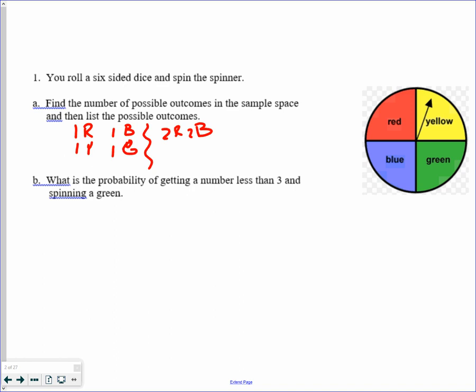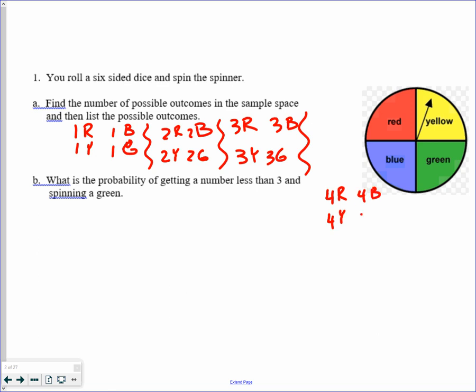So I could do 2 in a red, 2 in a blue, 2 in a yellow, 2 in a green, 3 in a red, 3 in a yellow, 3 in a blue, 3 in a green. Running out of space here. 4 in a yellow, 4 in a red, 4 in a blue, 4 in a green, 5 in a yellow, 5 in a blue, 5 in a red, 5 in a green, and the last one, 6 in a yellow, 6 in a blue, 6 in a red, and 6 in a green, for a grand total of 24 possible outcomes.